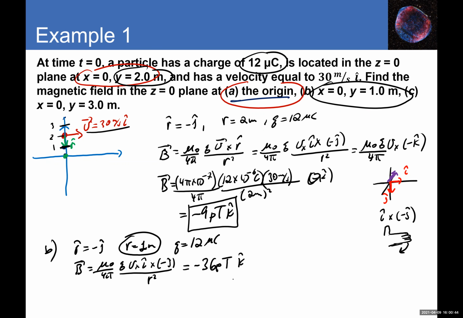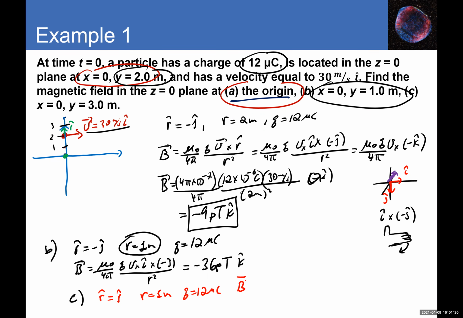For part C, the point of interest now shifts upward. So the R hat is now pointing in this direction. That means for part C, the change is that R hat is now J hat. R is still 1 meter because it's only 1 meter above where the particle is. So Q is still 2 microcoulomb, and V is still 30 meters per second I hat.